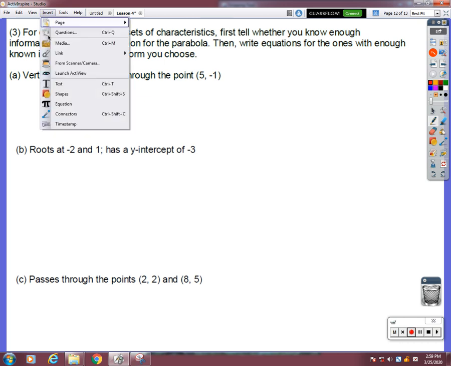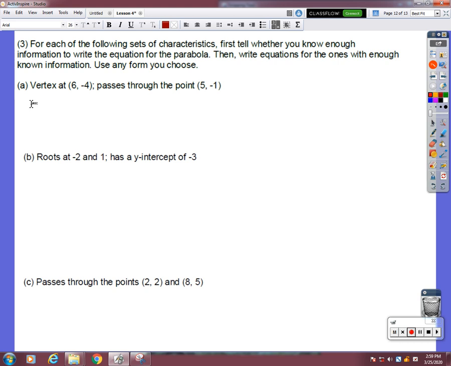So since they're giving us the vertex, we're going to write an equation in vertex form. The first thing we know is that y is equal to some number a times x minus 6, because that's the x-coordinate of the vertex. That whole thing is squared, minus 4. So now I need to use this other point right here to figure out what a is. So I'm going to do that by plugging the 5 in for the x, the -1 in for the y, and I'm going to solve for a.